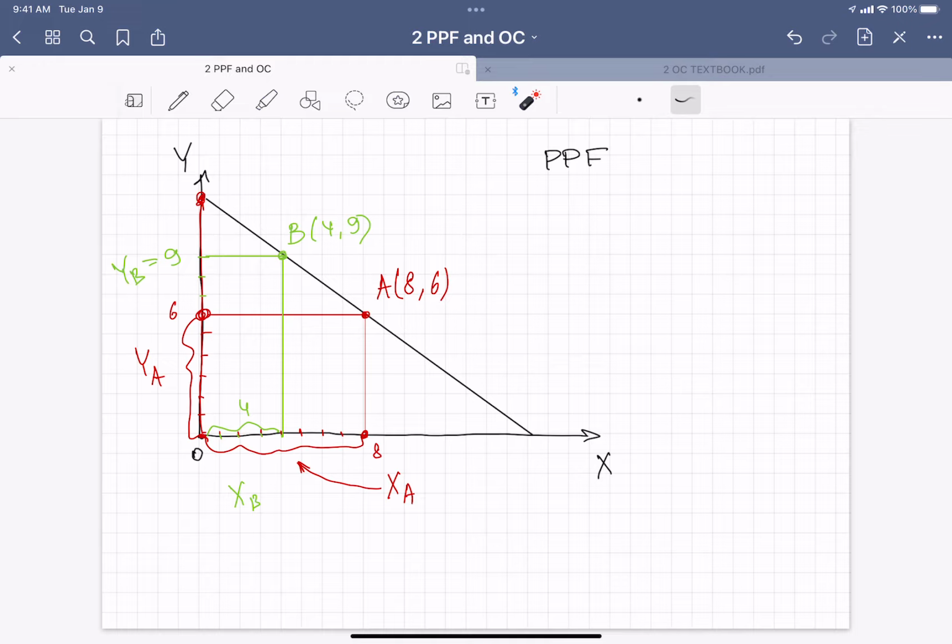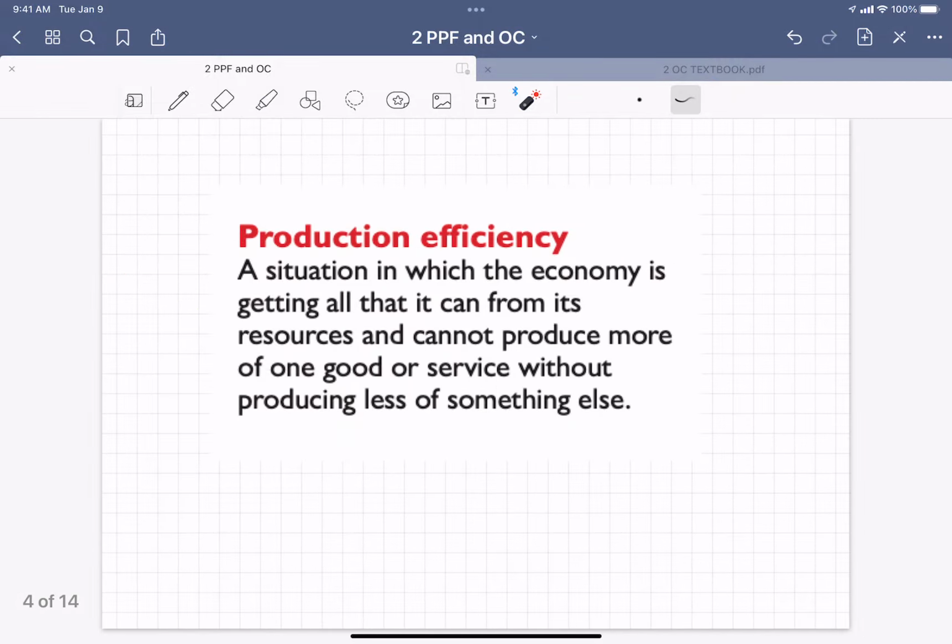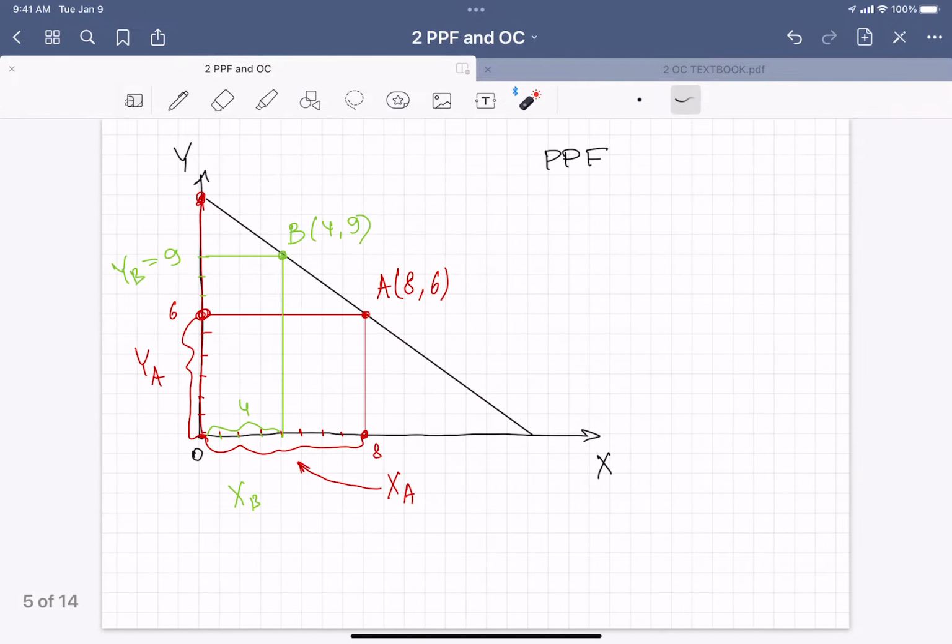Only when you're sitting on the PPF itself, you cannot increase your production of one good without sacrificing production of another good, and that's the case of production efficiency. So that pretty much limits our discussion just to the PPF itself, the production possibility frontier, because we cannot go above it, and we don't want to go below it. We just always want to be here on the curve itself. Today we're not going to figure out, and next time we're also not going to figure out, which point is the best.